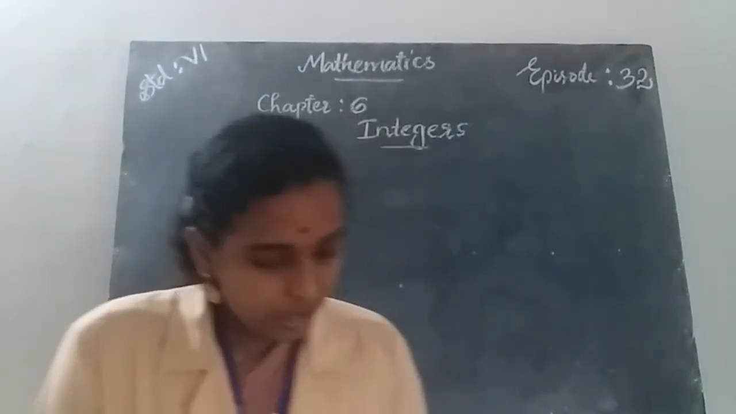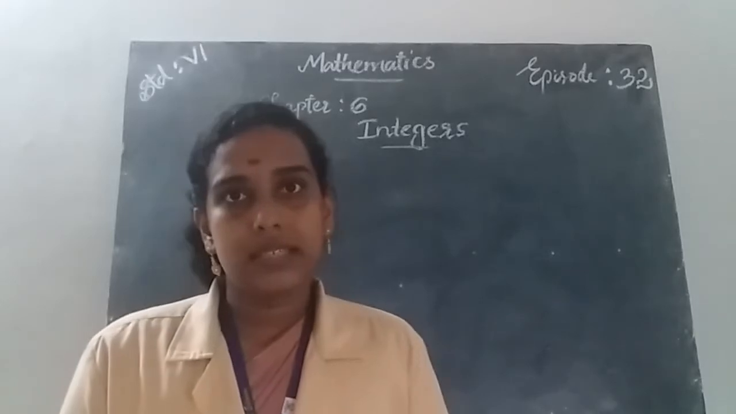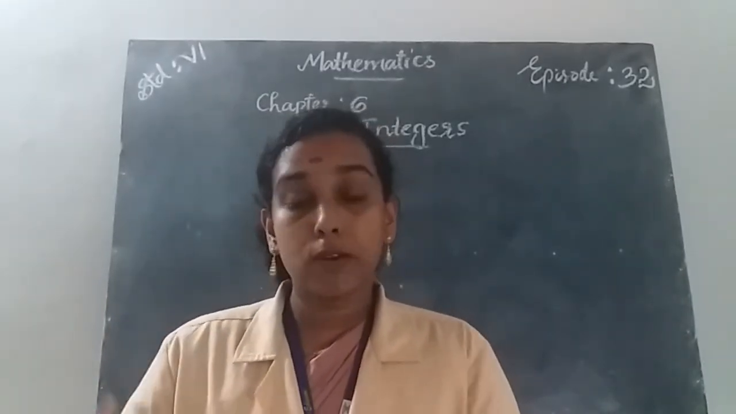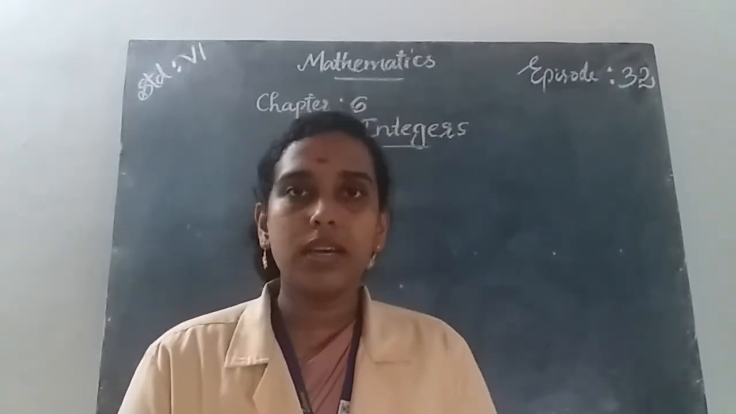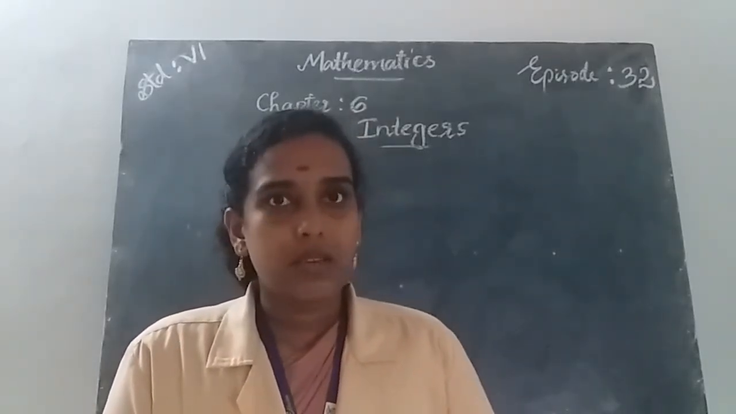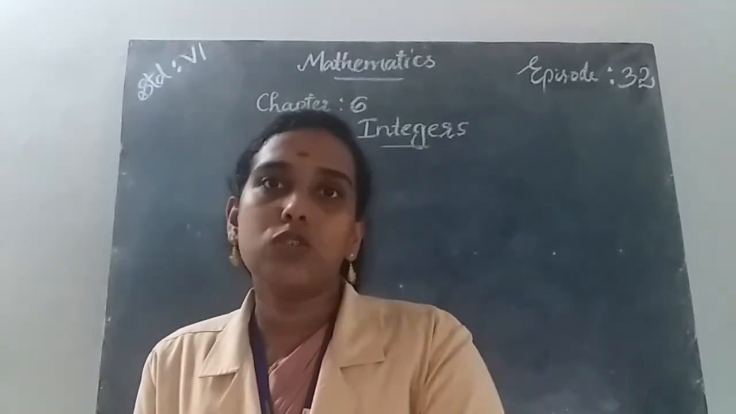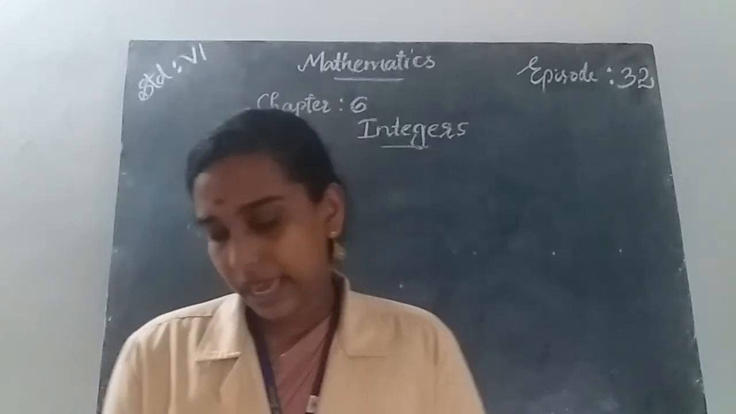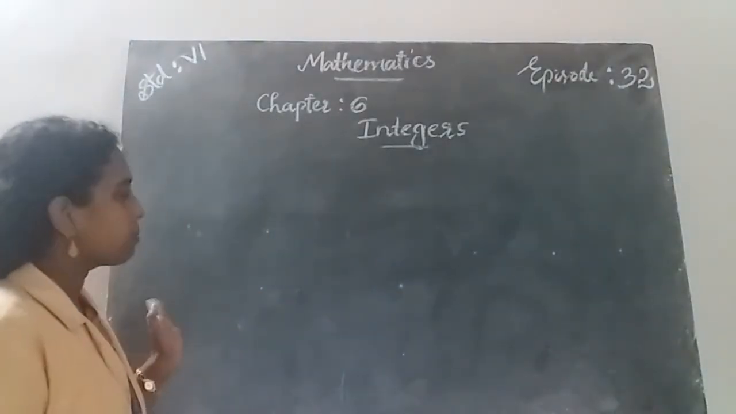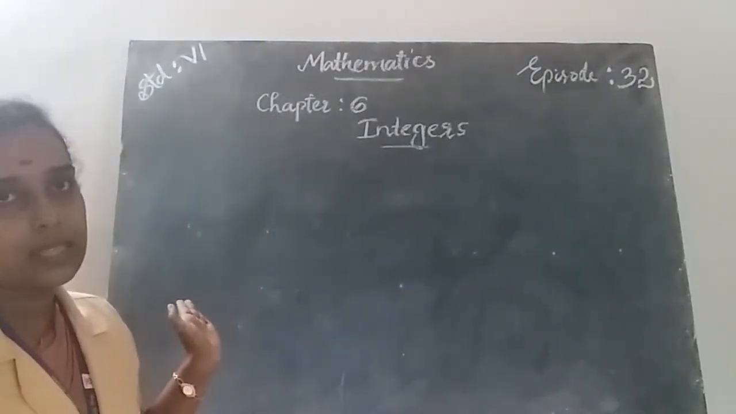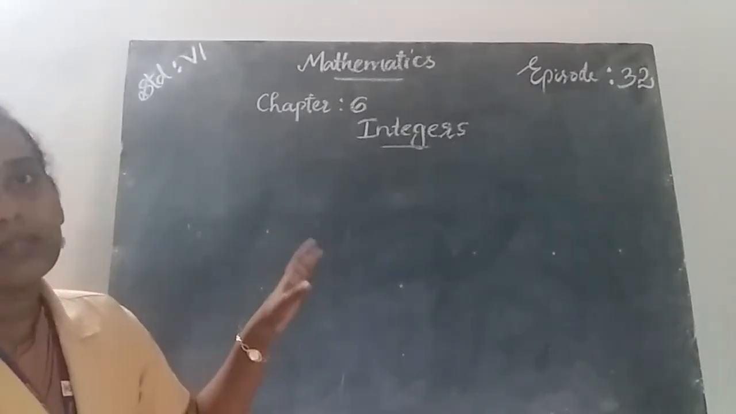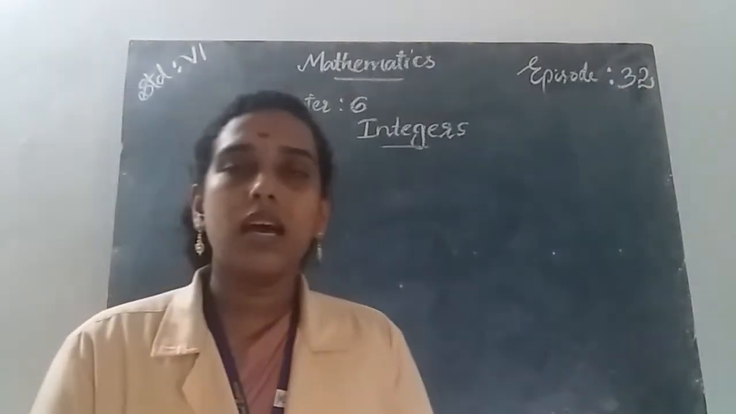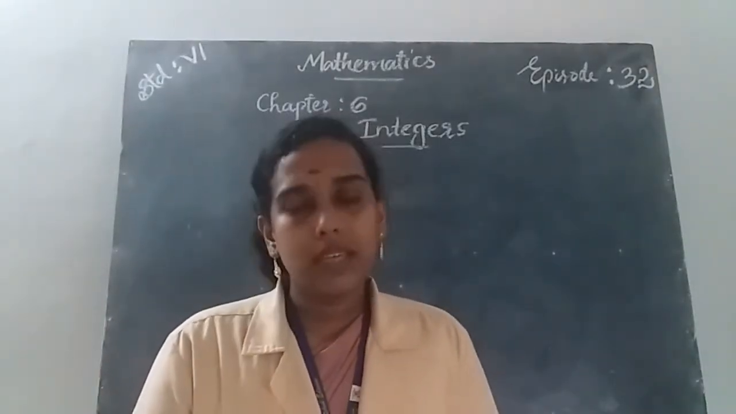Also, we know about integers. Integers means whole numbers including negative numbers. Negative 2, negative 1, 0, 1, 2, etc. are integers. The numbers to the left of 0 are negative integers, and the numbers to the right of 0 on a number line are positive integers, and negative 1 is the largest negative integer.